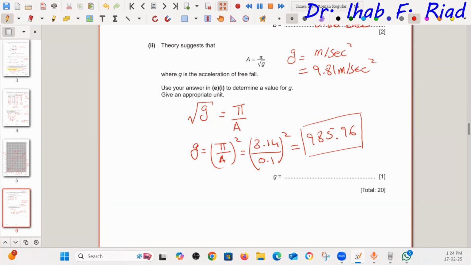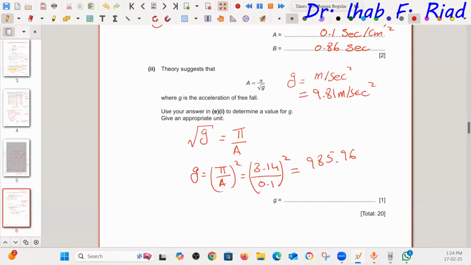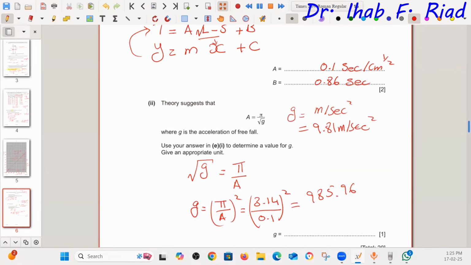Can you tell me the units that we have over here? Okay, A is second. No, A is not second. A is second divided by centimeter half.